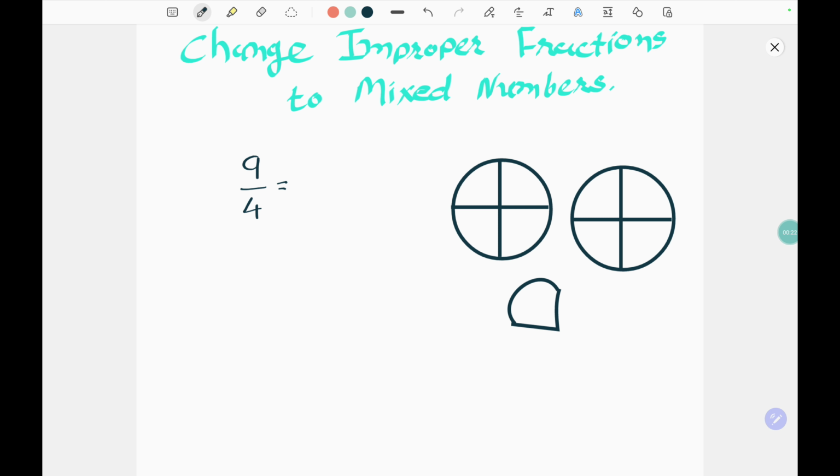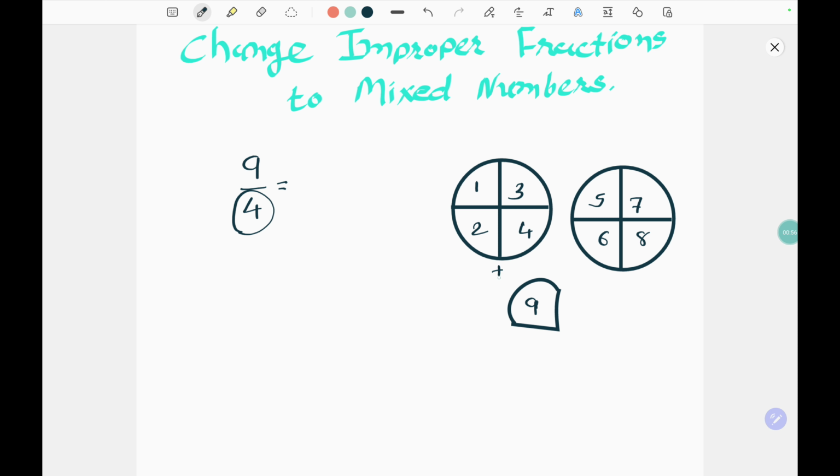So 9 over 4 means each whole thing we divide into 4 parts. Here these circles I divided into 4 parts. Out of each circle, 4 parts. How many parts do we need? 9 parts. So here 1, 2, 3, 4, 5, 6, 7 and 8. So 2 whole circles give us 8 parts, but actually we need 9 parts. So 1/4 we need also extra, which is a leftover.